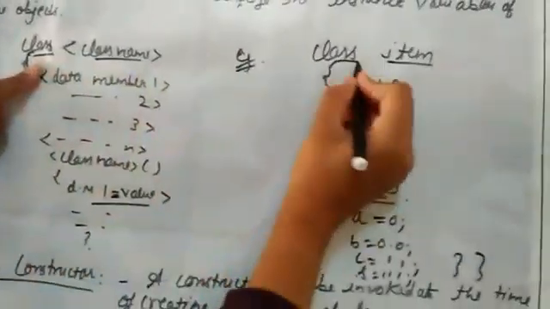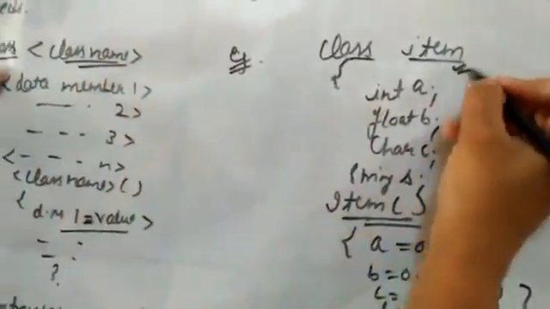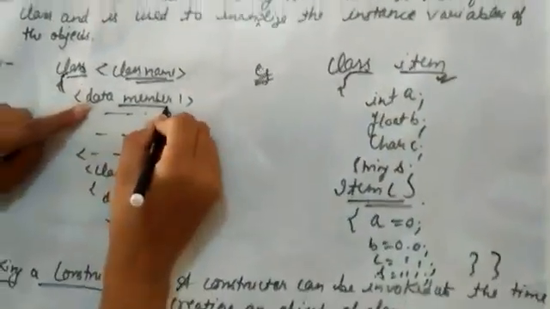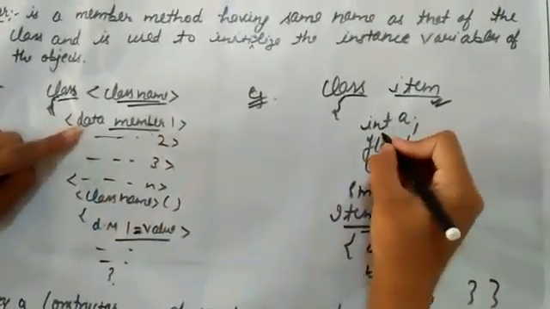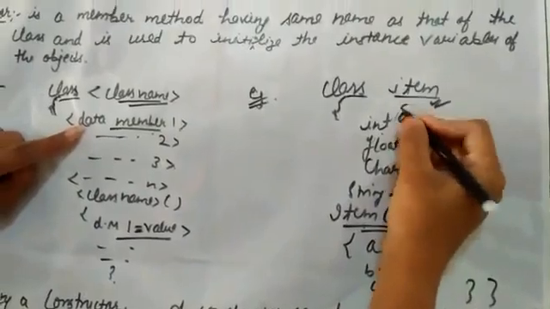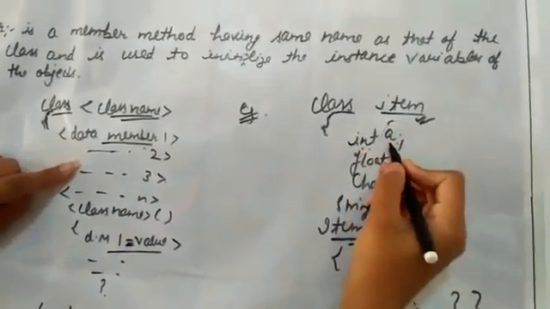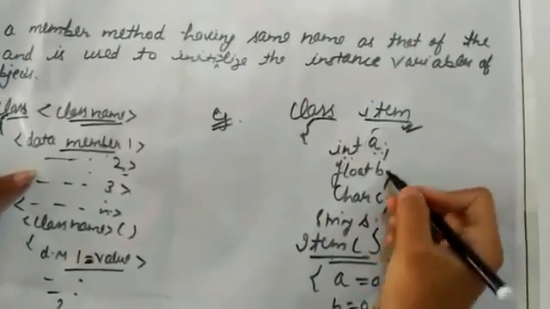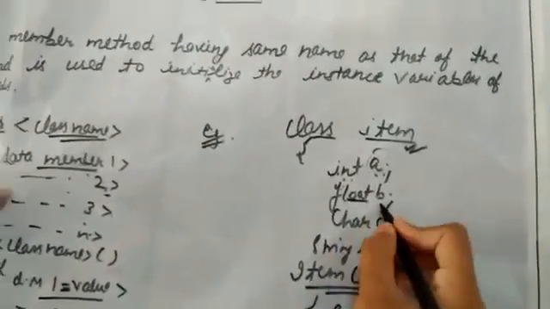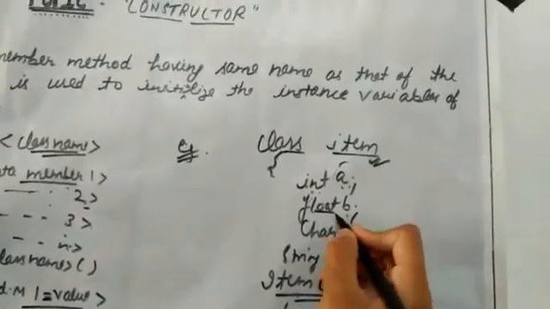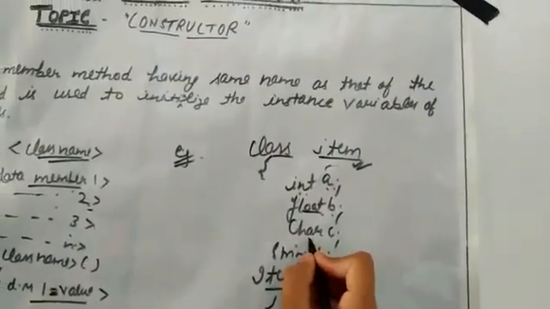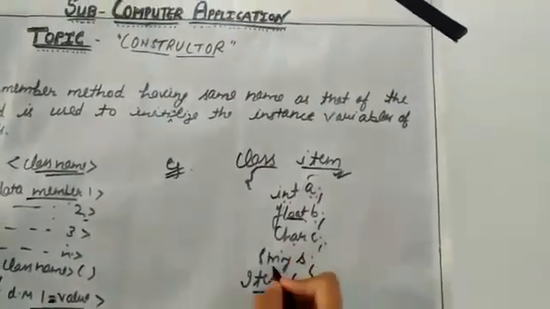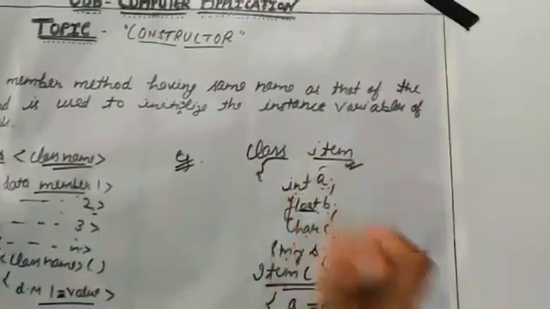See, class name I have taken item, then data members I have to take. So data members I have taken, integer a is of integer type. I have to take the integer value over here. Then 2, 3, whatever number of data members you want to take. Then float b, it is of float type, means you have to write the decimal values. Then the third one is char c, means the characters, and string, the collection of characters.